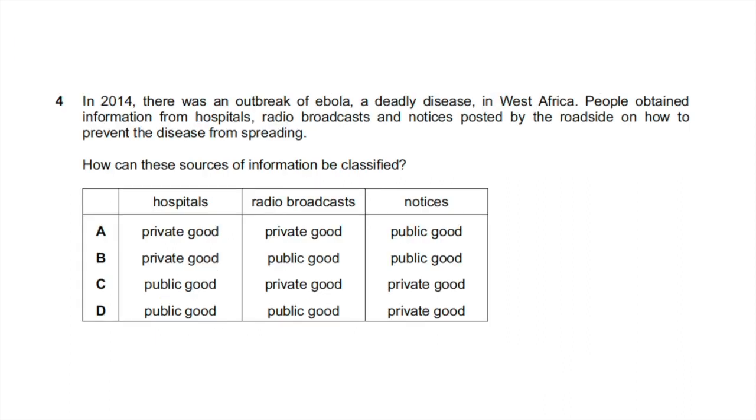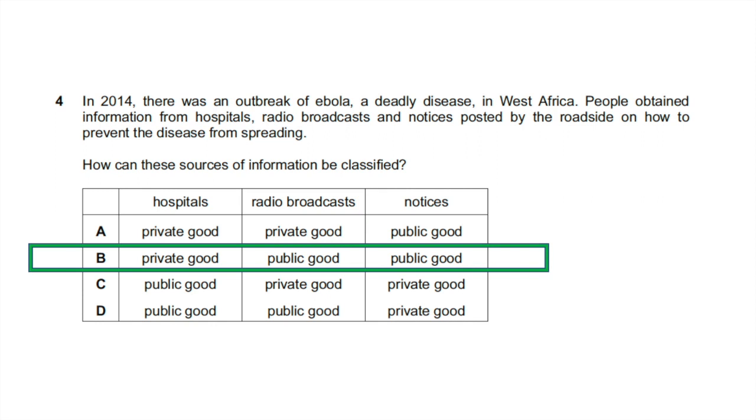Question 4. In 2014, there was an outbreak of Ebola, a deadly disease, in West Africa. People obtained information from hospitals, radio broadcasts, and notices posted by the roadside on how to prevent the disease from spreading. How can these sources of information be classified? In this case, the hospitals are rivalrous, which means one person's consumption will reduce the amount available for others. The broadcasts and notices are public goods because they are non-rivalrous and non-excludable. You cannot prevent someone who did not pay for the broadcasts or notices from receiving them, nor does one person's consumption of a notice or radio broadcast reduce that available for others. Therefore, the answer is B.